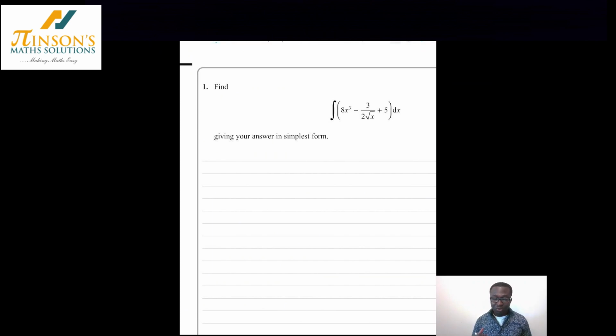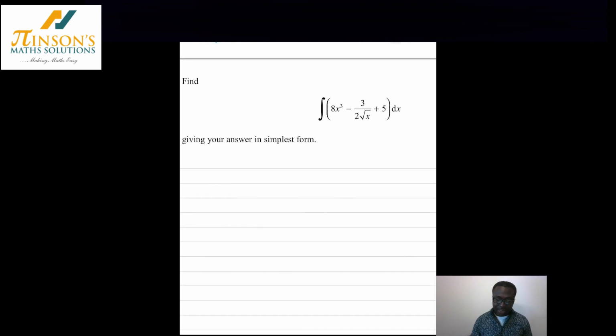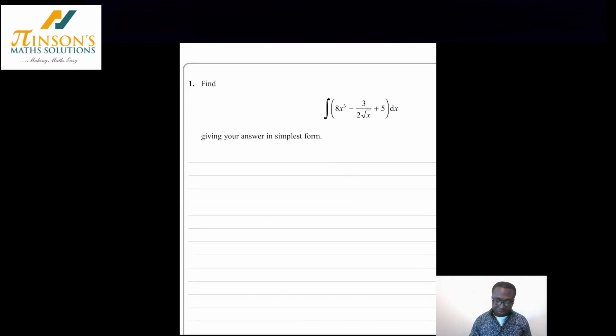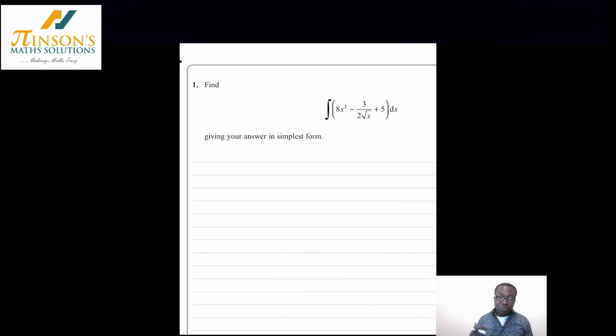Now the first questions of the pure papers are usually on calculus, which is either differentiation or on integration. So this is an integration question. It is an indefinite integral because there's no values given at all to substitute in. Before we do any form of integration, we try to simplify our questions as much as possible. What I mean by simplifying here is every time you have your x or your variable in the bottom of a fraction, you use indices to rewrite them before you start integrating.